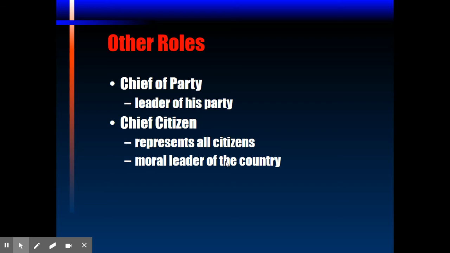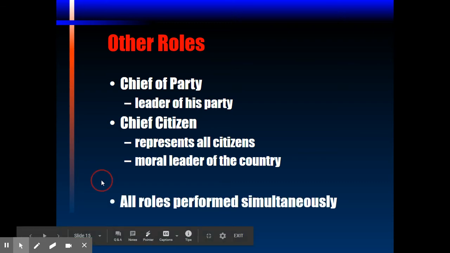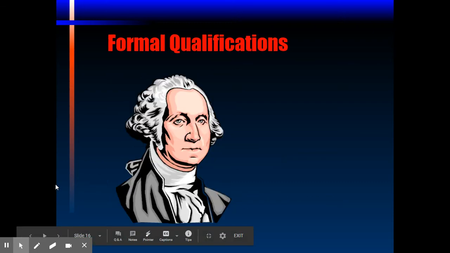Of course, he's also supposed to be sort of the moral leader, and I put quotes around "moral" because obviously we know that that's not always been the case with many of our presidents, but that's sort of what that office is supposed to be. Okay, all right, so we'll go back through all of those roles as we go through this and get examples and specifics on those things.